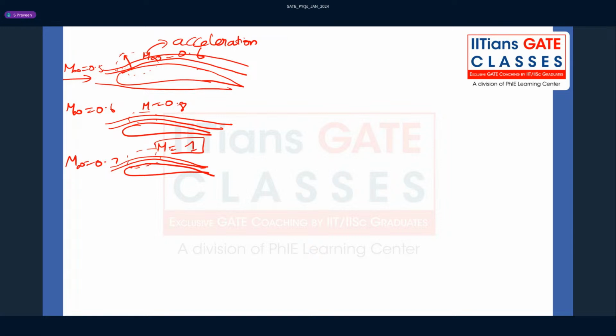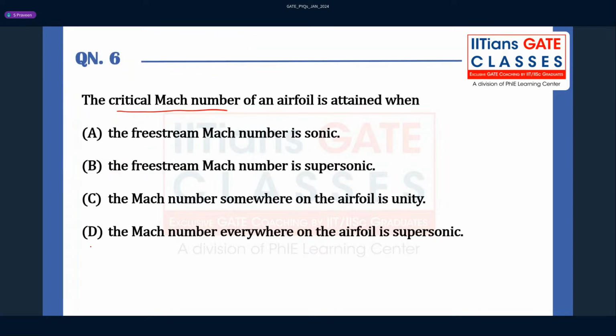As this and the local Mach number over the airfoil has reached sonic condition, right? So that Mach number at which we had attained this sonic Mach number locally over the airfoil is this critical Mach number. It is not compulsory that the flow field over the entire airfoil has to be supersonic, but somewhere over the airfoil the flow conditions have reached sonic conditions, right? So if I go back to my answer, the Mach number somewhere on the airfoil is unity. This is the definition of critical Mach number.